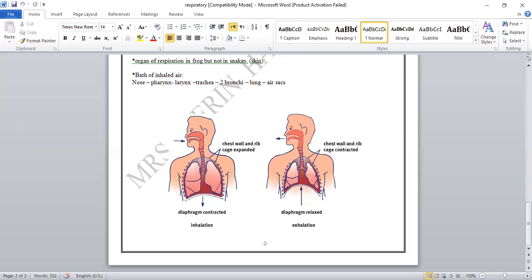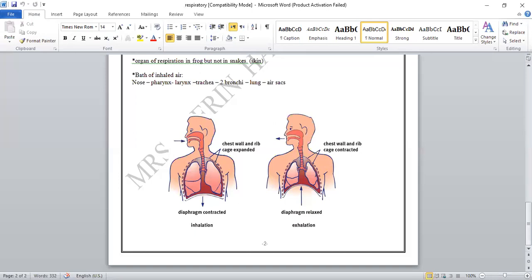After that, at this moment gas exchange happens. The air, which was rich in oxygen, will now be rich in carbon dioxide, because gas exchange happened between the air in the alveoli and the blood in the capillaries. The carbon dioxide comes out from the blood in the capillaries entering the alveoli. Now this air, rich in carbon dioxide, must be expelled outside the lungs.